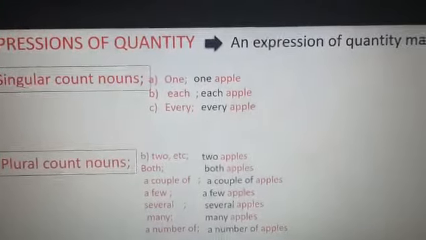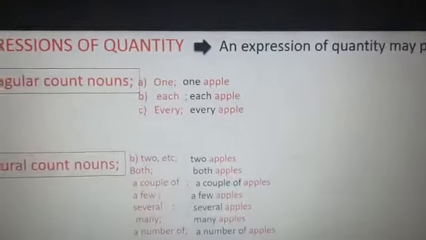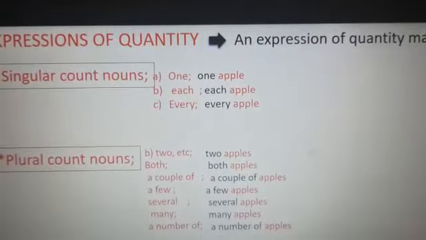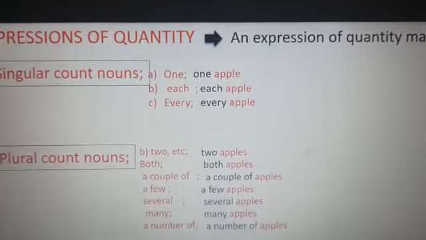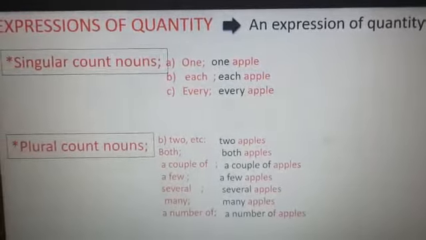Expressions of quantity. An expression of quantity may precede a noun. With a singular count noun, we use one, each, every. For example, one apple, each apple, every apple. Apple is a singular count noun.